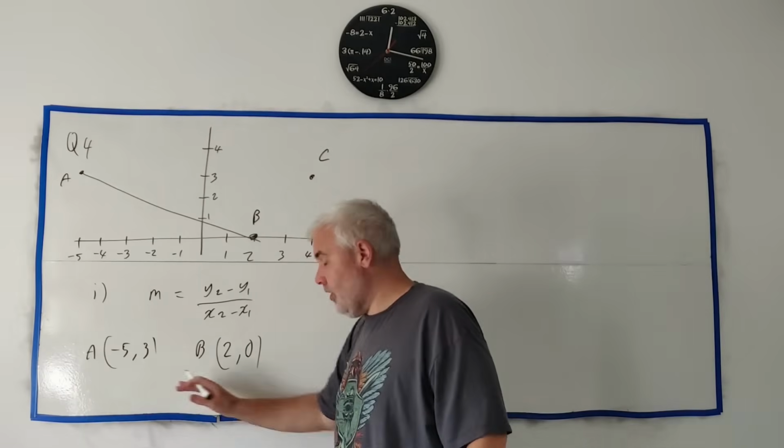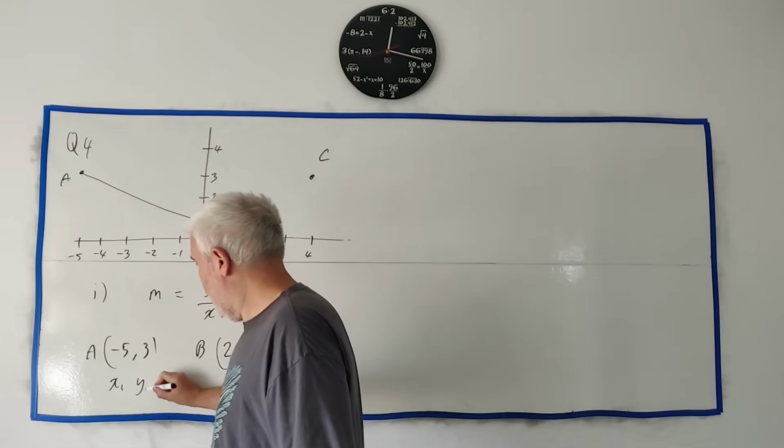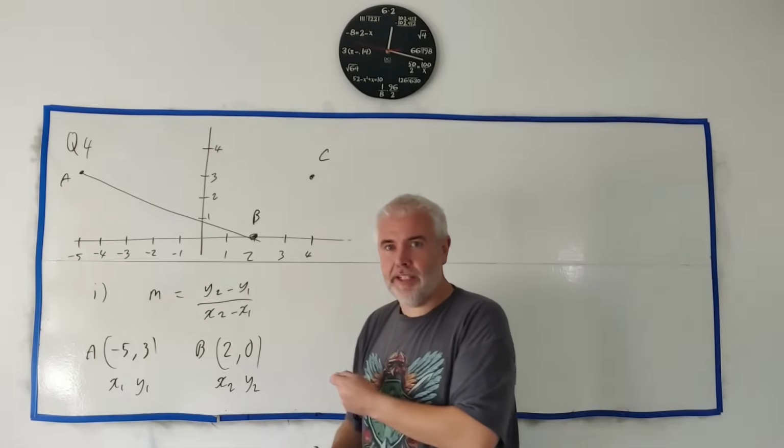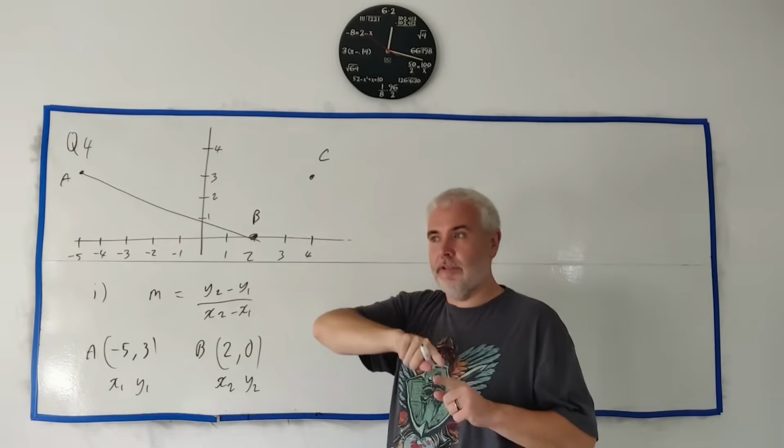Now you could go ahead and use these the other way around, but I'm going to say this is my first one, x1, y1, and this is my second one, x2, y2. It wouldn't matter if you mix that up, you would still get the same answer. The slope of this line is the same as the slope of that line.